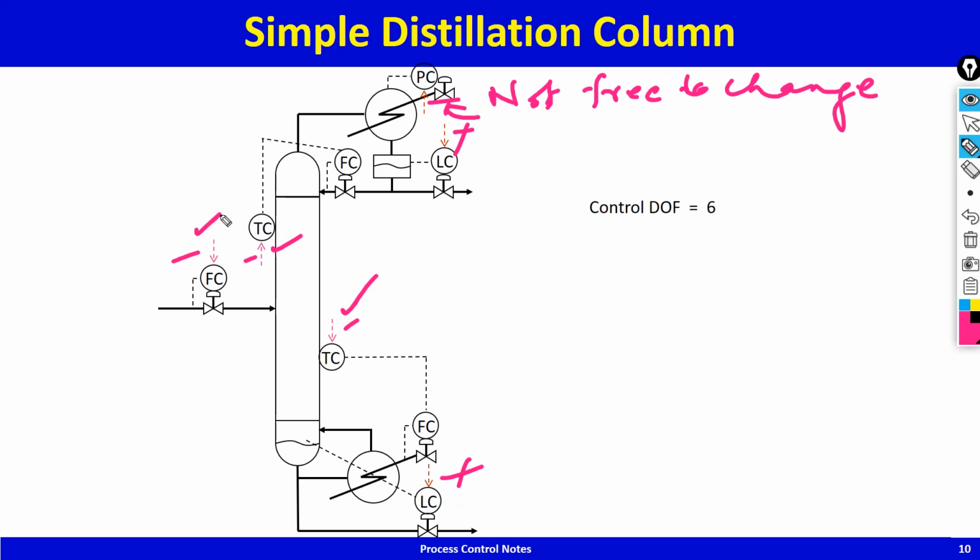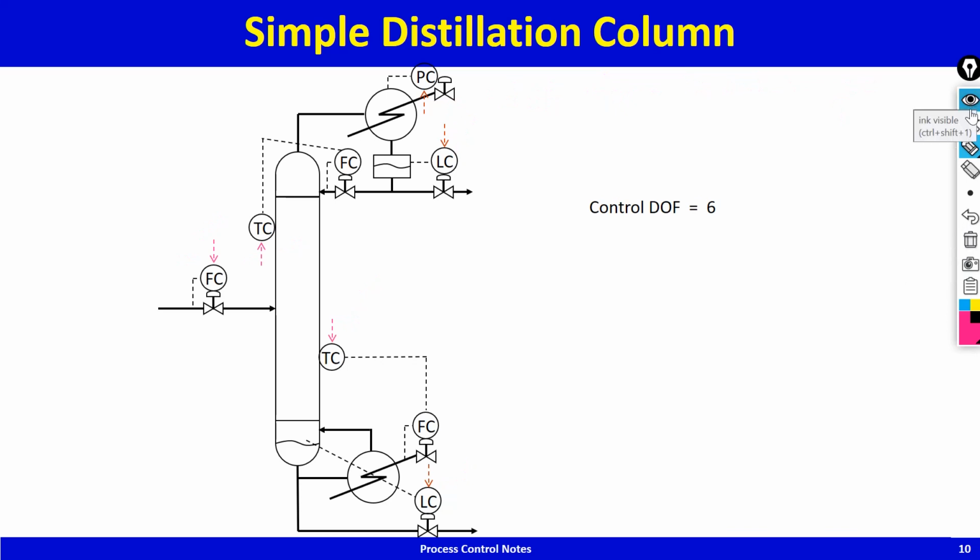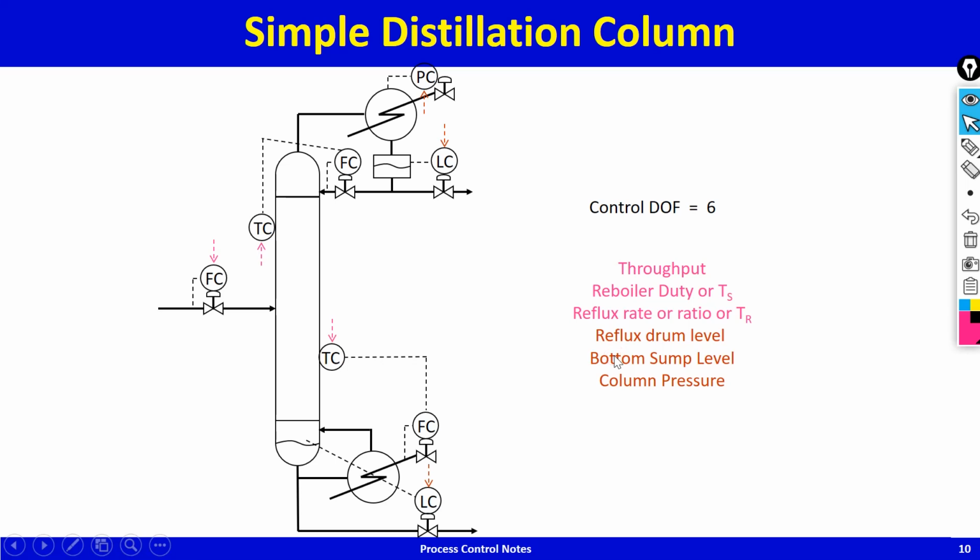Typically columns will be analyzed in this fashion: of the 6 degrees of freedom that you've got, column pressure and 2 level controllers take away 3, that leaves 3 steady state degrees of freedom. And those 3 steady state degrees of freedom are as written here: throughput, stripping temperature, rectifying temperature, and then the other set points are, maybe I should change the color.